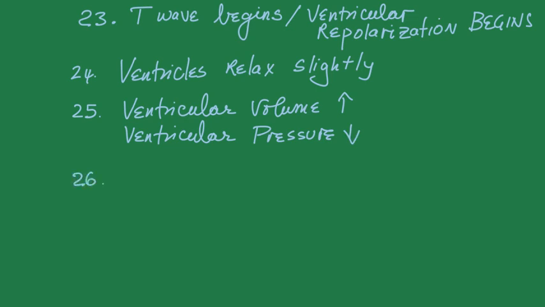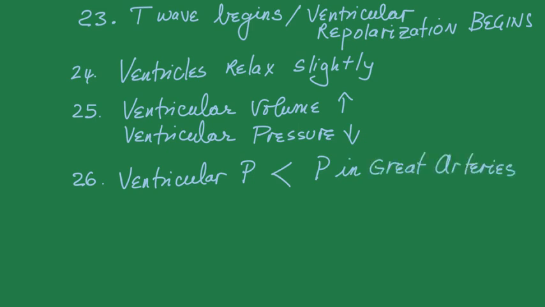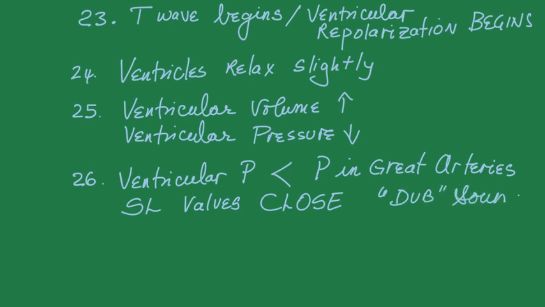Now, ventricular pressure is less than pressure in the great arteries. There's your lesser than sign. So SL valves close with a sound, the dub sound. We said that heart sound is lub dub. Lub is the closing of AV valves and dub is the closing of SL valves. All valves are closed, so no blood flows anywhere in the heart.